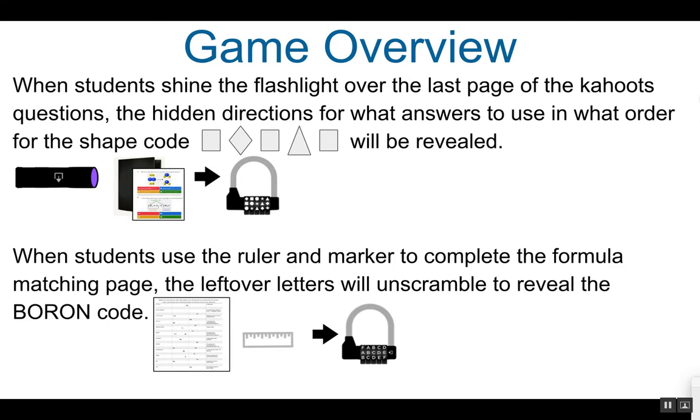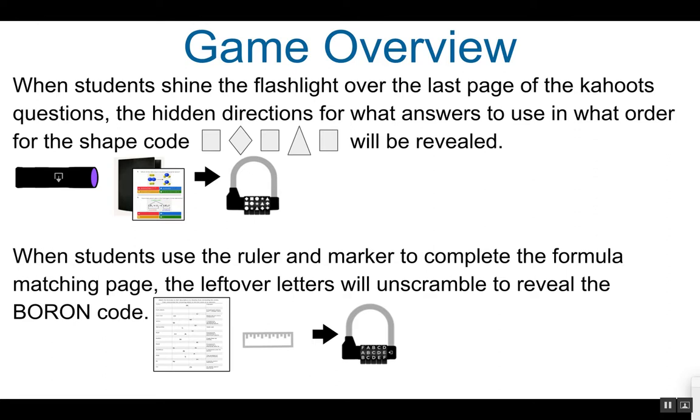When the students shine the flashlight over the last page of the Kahoots questions, the hidden directions for what answers to use and in what order will be revealed for the shape code. The code is square, diamond, square, triangle, square. This is the code for the shape multi-lock.